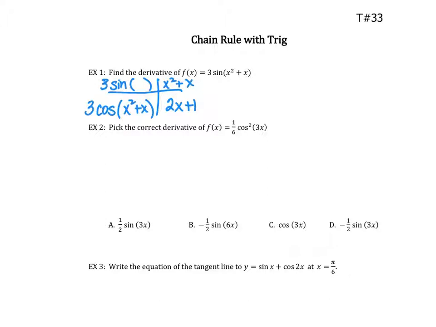Now again, whether they distribute or not, I'm not too concerned with that. What I'm saying is, if they didn't distribute, and left it as 3 times 2x plus 1, cool. If they distribute that 3 out, cool. But I have this times the cosine of x squared plus x, and that's my derivative. Now let's look at number 2.